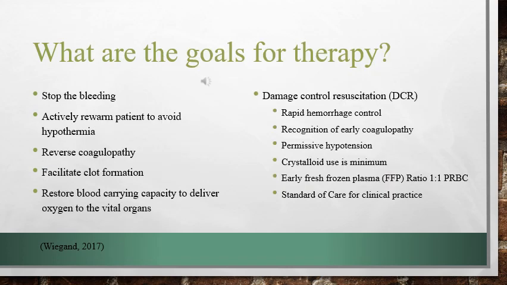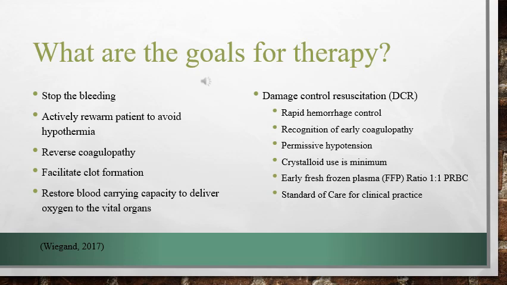What are my goals of therapy when using the rapid infuser? Obviously, number one, we're going to try to stop bleeding. And then we're going to actively rewarm the patient to avoid hypothermia. We want to reverse coagulopathies. We want to facilitate clot formation, and we want to restore blood carrying capacity to deliver oxygen to the vital organs fast. This is a fast therapy. It's to save our patient's life very quickly.